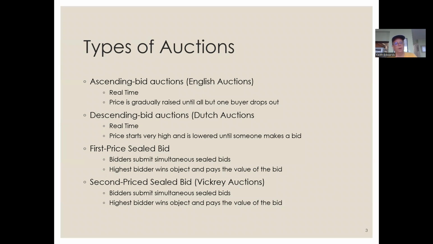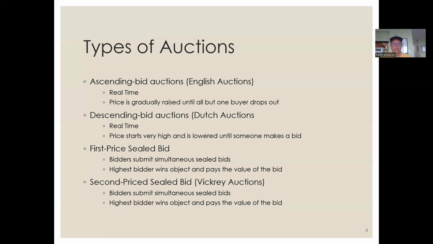So different types of auctions, and there are four that are discussed. One is the English auction. These are real time. You're probably familiar with these from like Barrett Jackson. Basically, the price is gradually raised until all but one buyer drops out. There's also Dutch auctions, which are descending bid auctions. And these are also real time, but they start with a really, really high number and they keep dropping it until someone eventually makes a bid, and that's the price it's sold for.